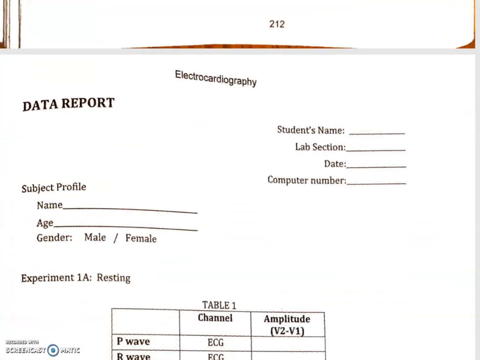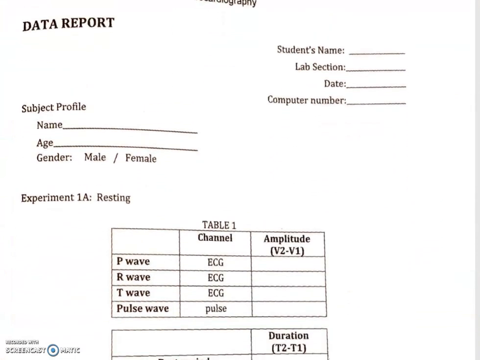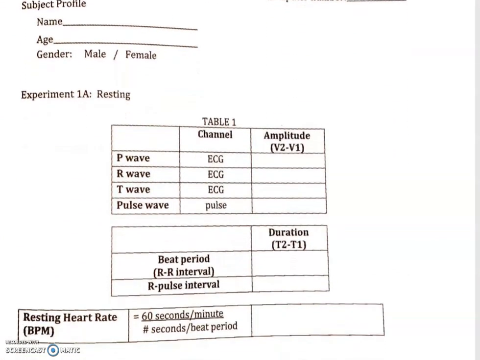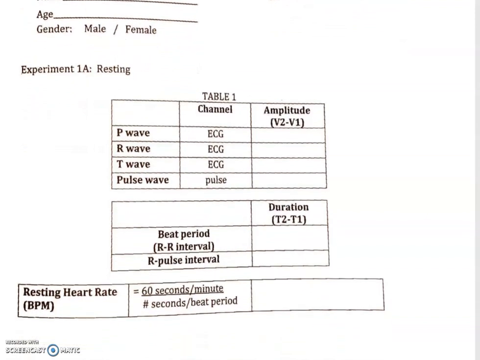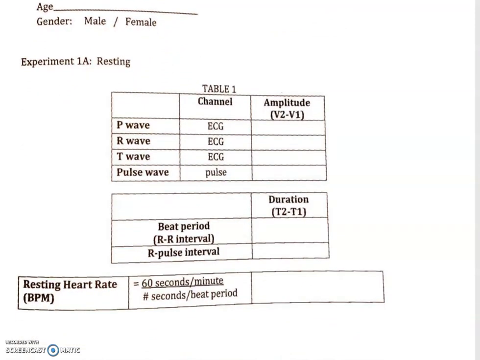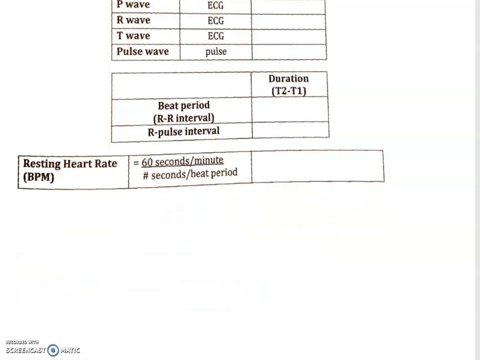Okay, so here starts the data report, and now you're supposed to record the P wave, R wave, and T wave amplitudes. We can make some stuff up. The P wave amplitude isn't awfully important. The R wave amplitude we said was supposed to be around, on a lead 2 EKG, about 0.8 to 1.2 millivolts. And then the T wave amplitude is also not that important. The R to R interval gives you your beats per minute.